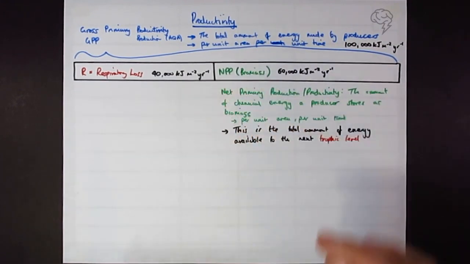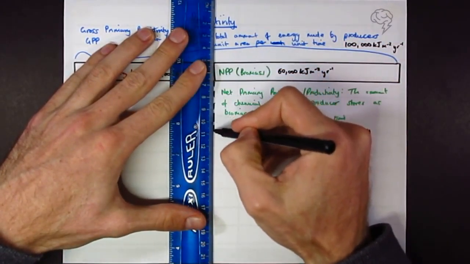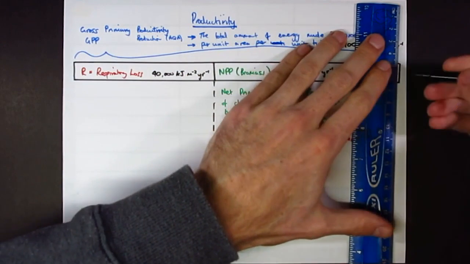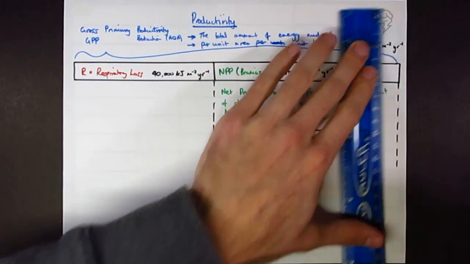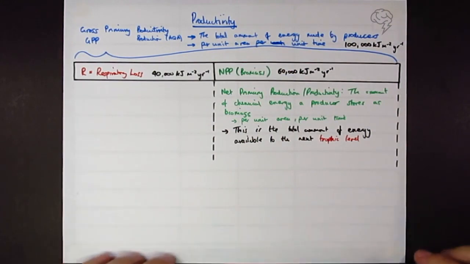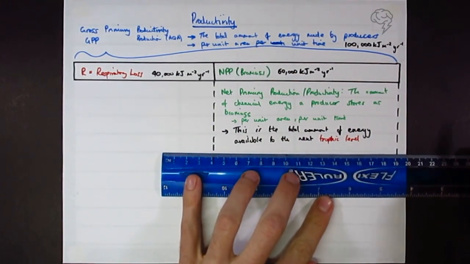Okay, so if that's the total amount, what I'm going to do is, I've started with a ruler, I probably should continue now, shouldn't I? So let's take this, and I can draw a dotted line down here, and also the same on the other side. And this is going to continue down to the next trophic level. So let's say a consumer comes along and eats this plant.